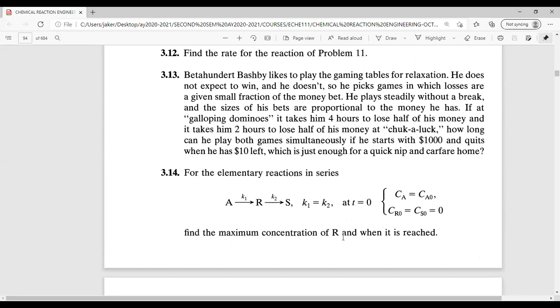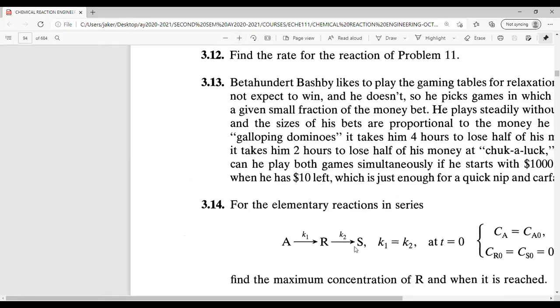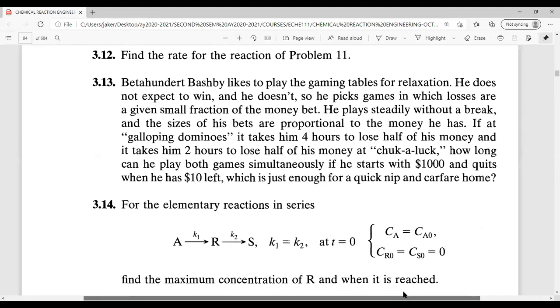Levenspiel is fond of using natural observable phenomena as an analogy for the principles of kinetics, or where we can also apply the principles of kinetics. So we have this problem regarding Beta 100 Bushby. Beta 100 Bushby likes to play the gaming tables for relaxation. He does not expect to win, and he doesn't. So he picks games in which losses are a small fraction of the money bet.